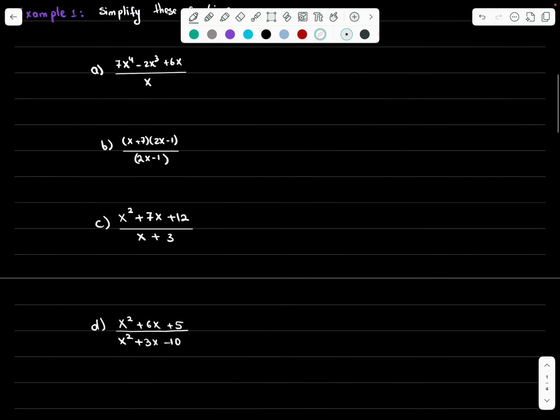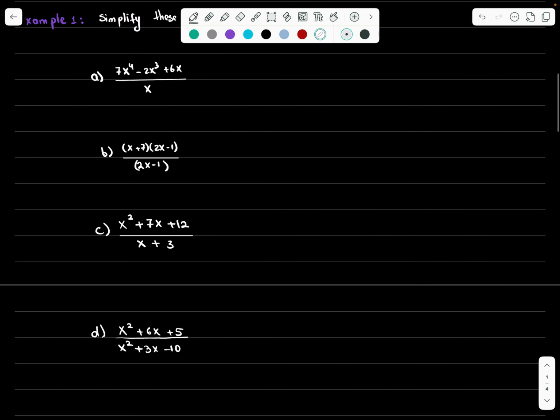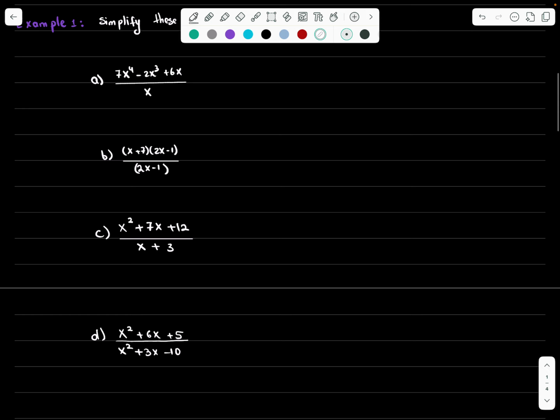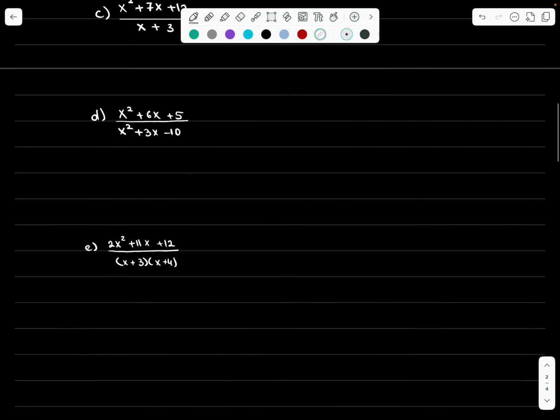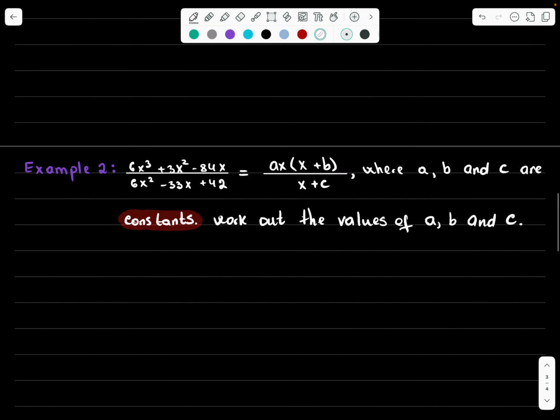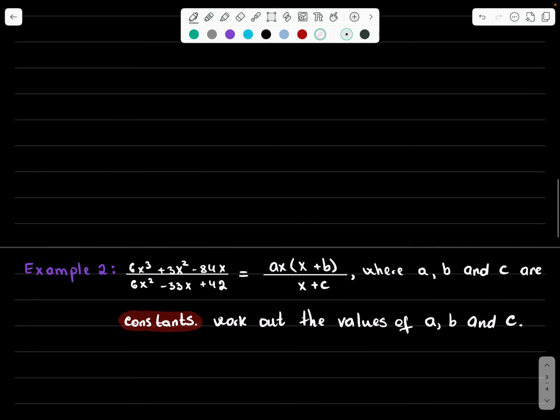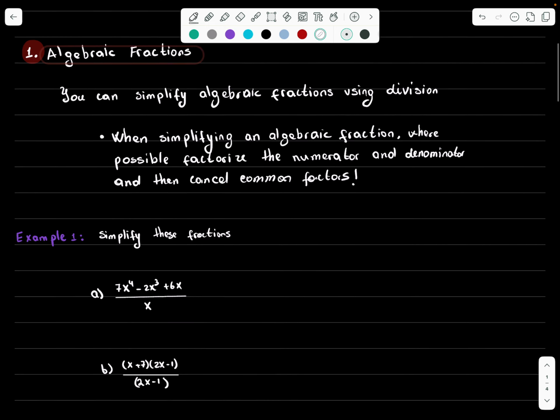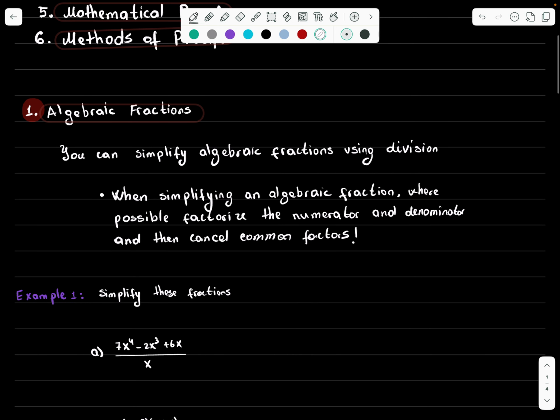The one I took from the book. Example 1 is just simple examples. I try to cover in this example different kinds of problems that you can face while solving algebraic fractions. And then the last one is a little harder, exam style questions. We are going to be spending more time on these questions. Alright, let's go. Algebraic fractions.